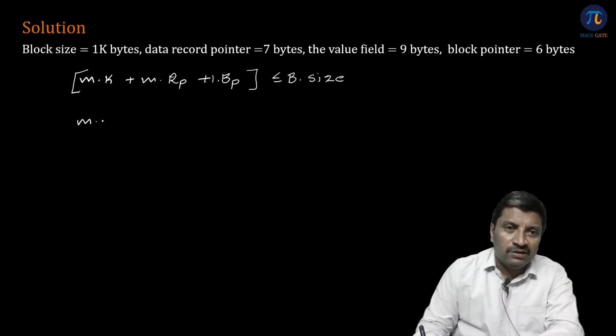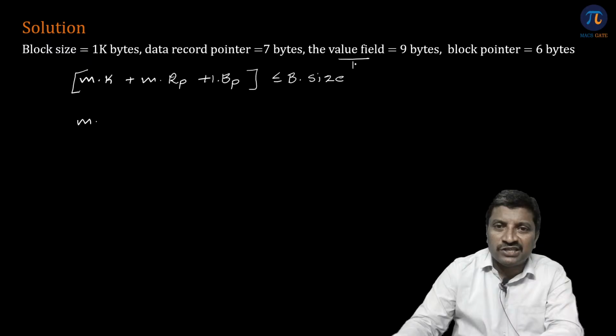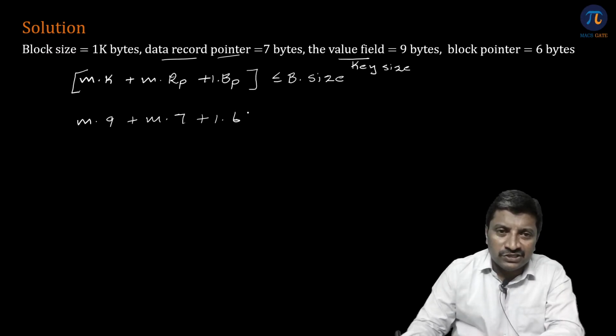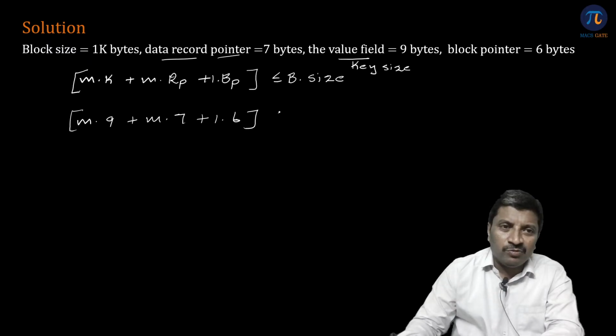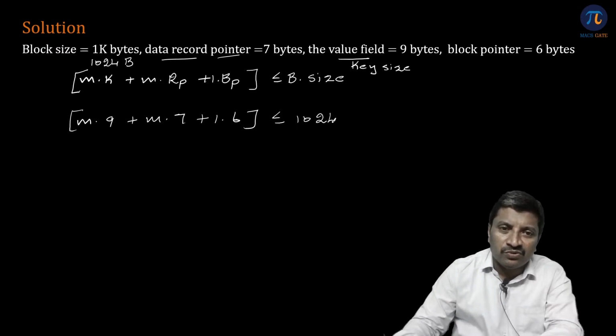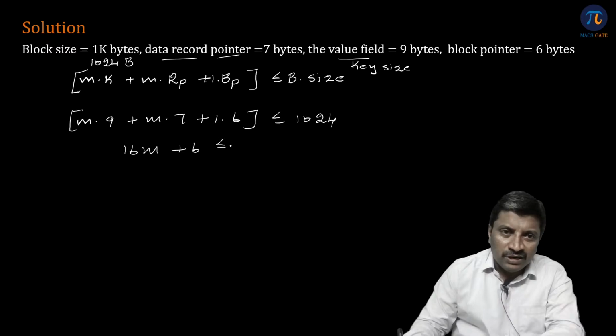M value we don't know, sir. What is key size? This is key size, sir. Instead of key, they told value field. So key size is 9 bytes plus m into record pointer or data pointer, that is 7 bytes, plus one block pointer, that is 6. And what about this 1k, sir? 1k means 1024 bytes. So this is less than or equal to 1024. I think this will be 16m plus 6 less than or equal to 1024.